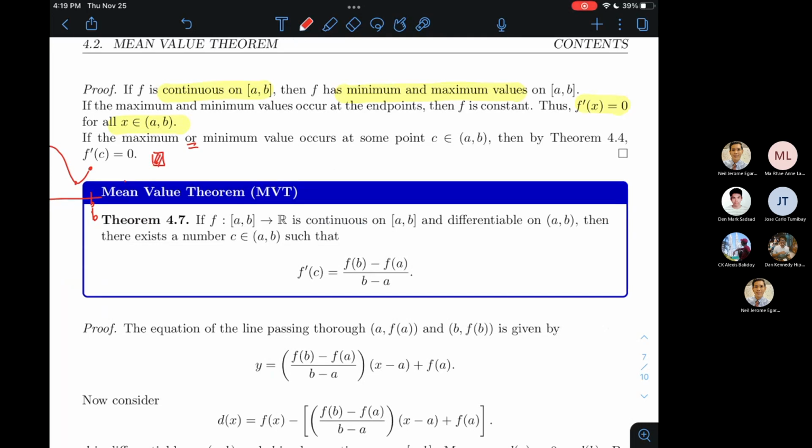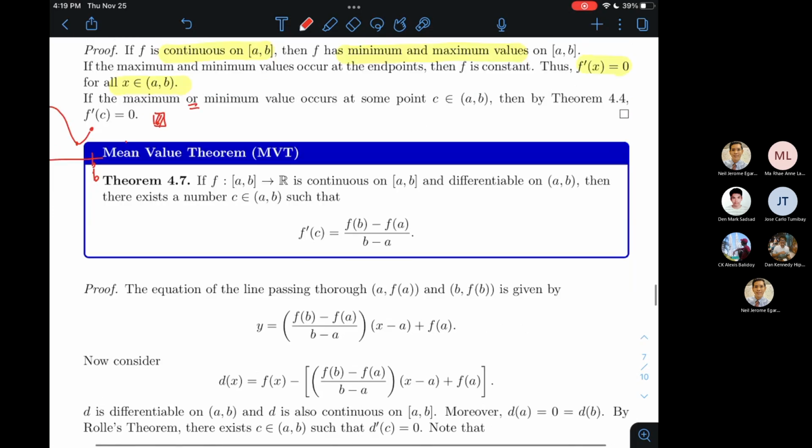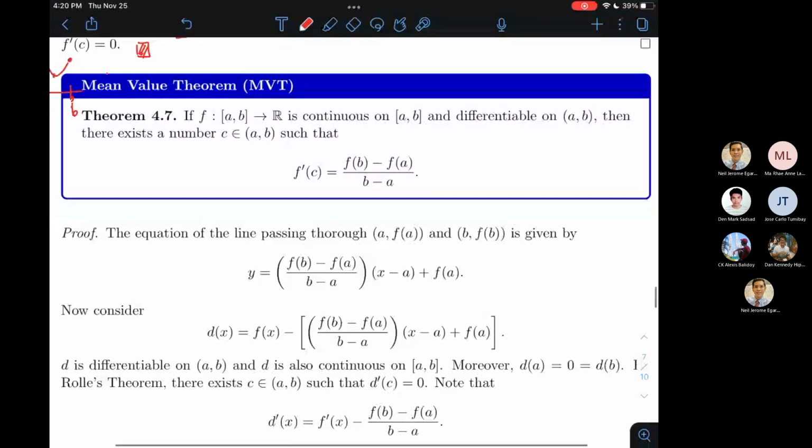Okay, is that good, guys? Medyo napahaba yung explanation, no? Pero I hope you appreciate how the proof went. Okay? Now, the Rolle's Theorem is a very important part in the proof of the mean value theorem. And actually, the mean value theorem, which is theorem 4.7 here, can be thought of as the generic case or the generalization of Rolle's Theorem.